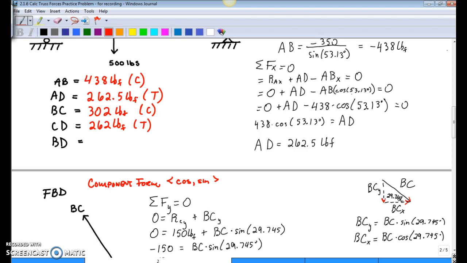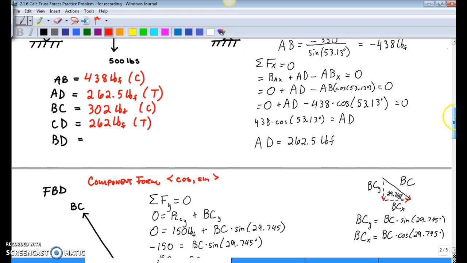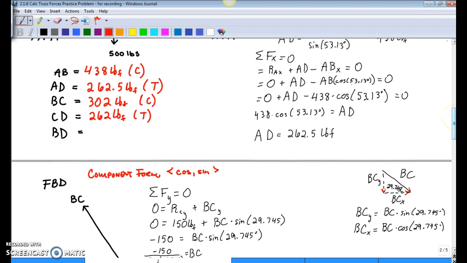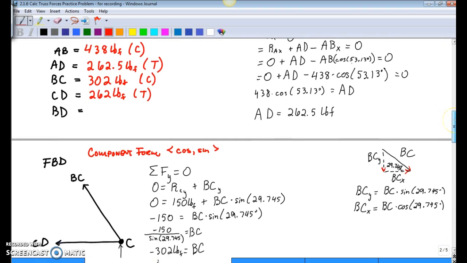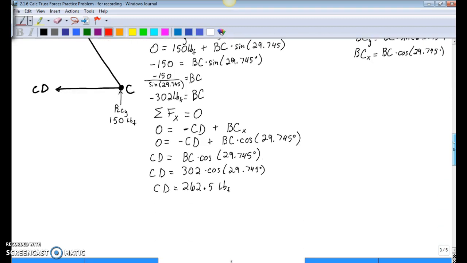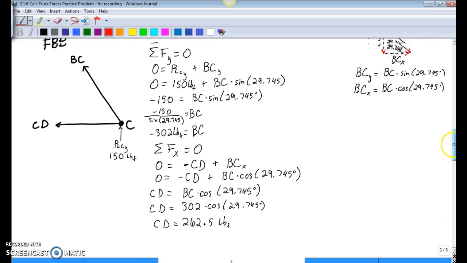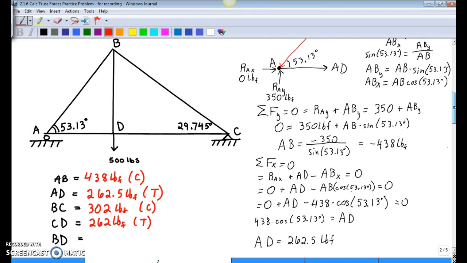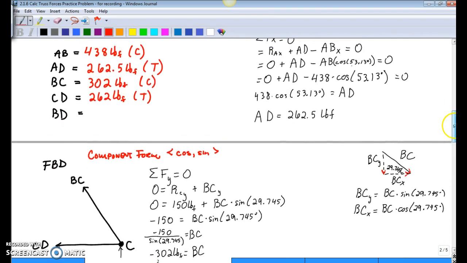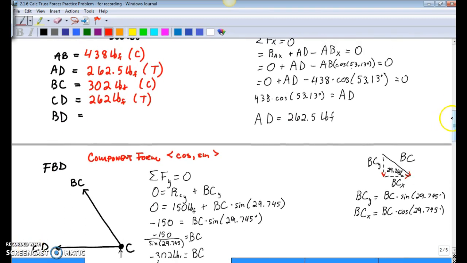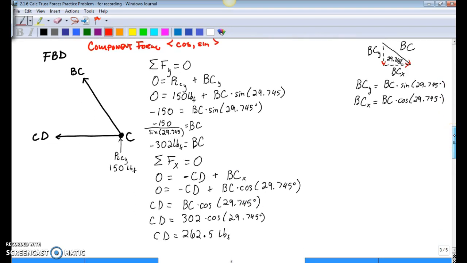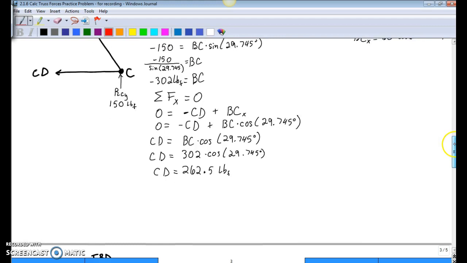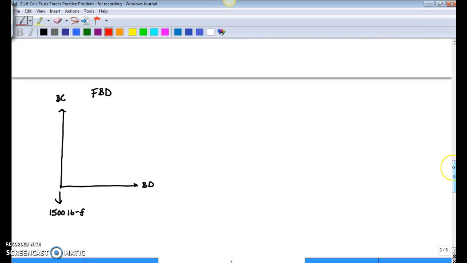Alright, so always put labels. I catch myself missing that a few times too, so don't be afraid to call me out on it if I ever do, but do try and put units on all of your answers here. So we are to a point where we've got 4 of the 5 members solved for. So let's look at joint D. Moving on to that member BD, and looks like we have it mostly updated here.